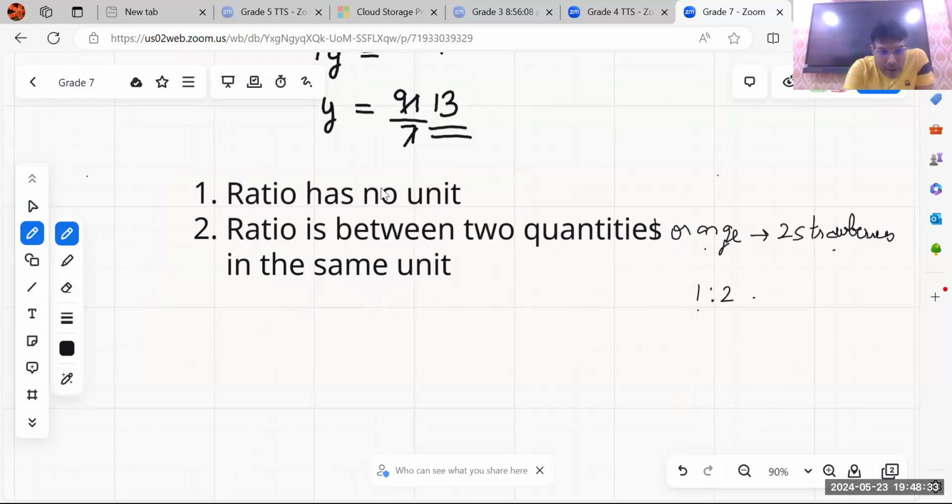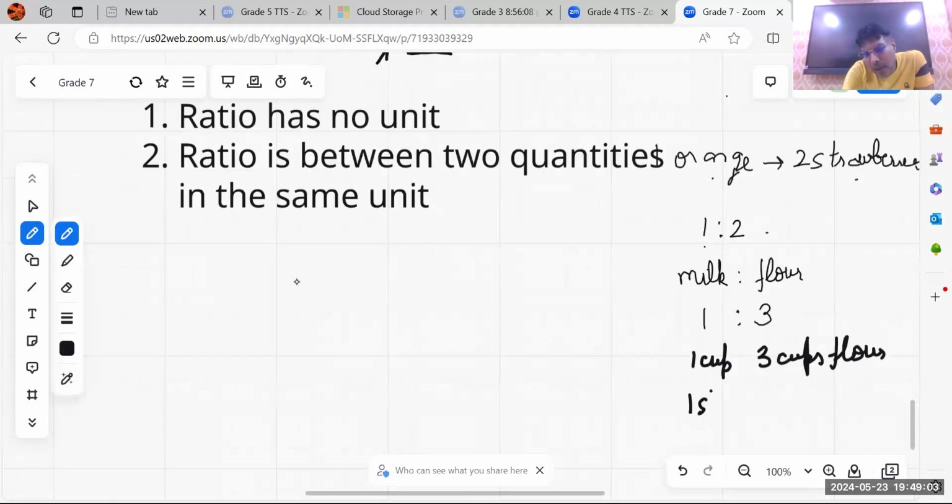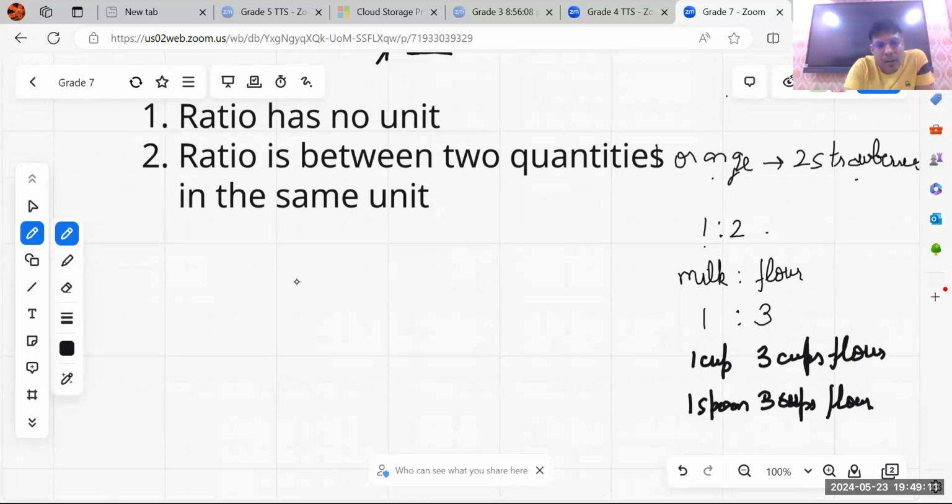For example, when you bake a cake, the ratio, let's say, I don't know the exact ratio, of milk to flour is, let's say, 1:3. So what will you do? You take 1 cup milk and 3 cups flour. But can you do that? You take 1 spoon milk and 3 cups flour. Can you do that? Yes or no?